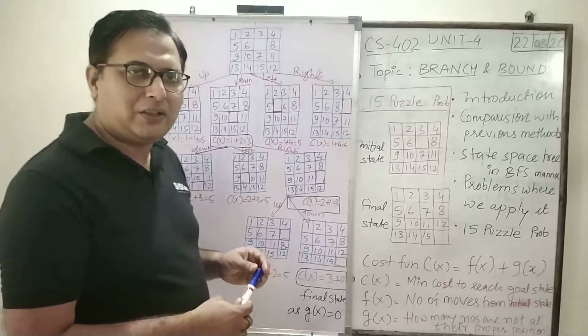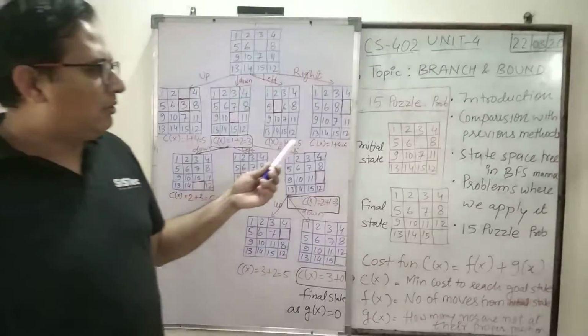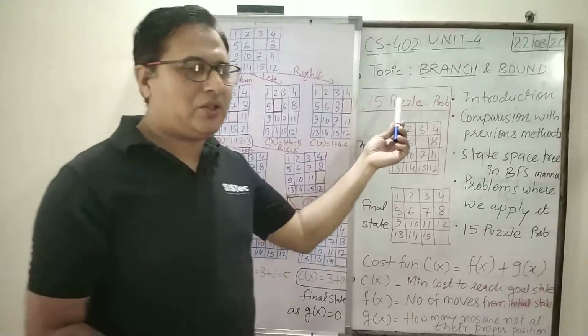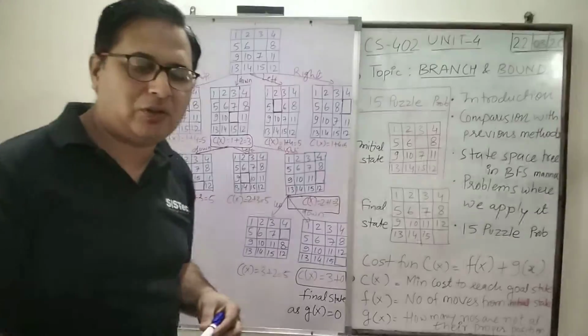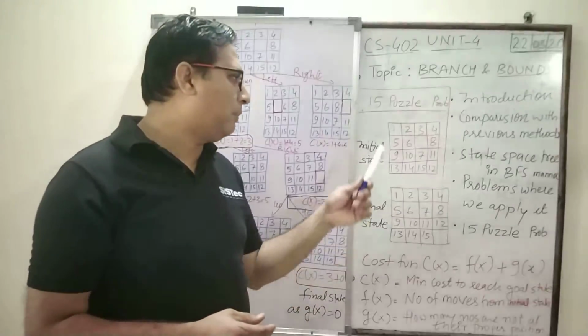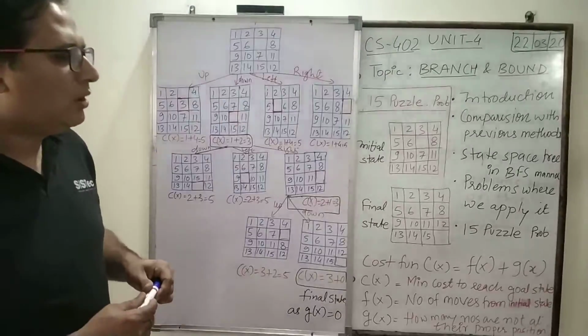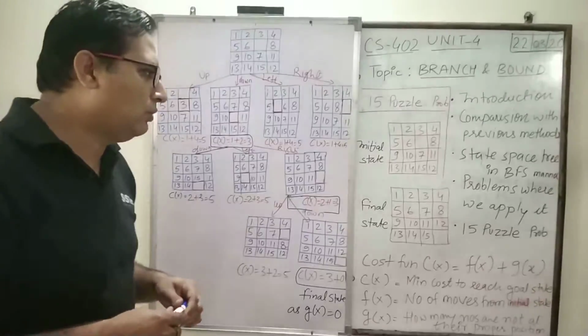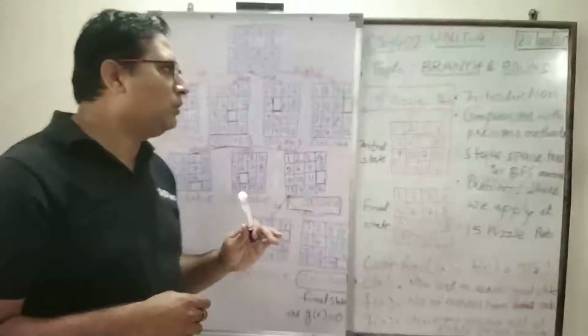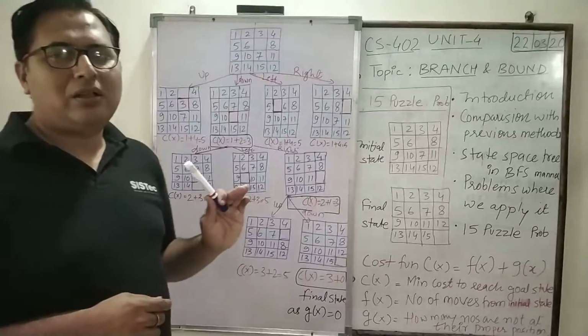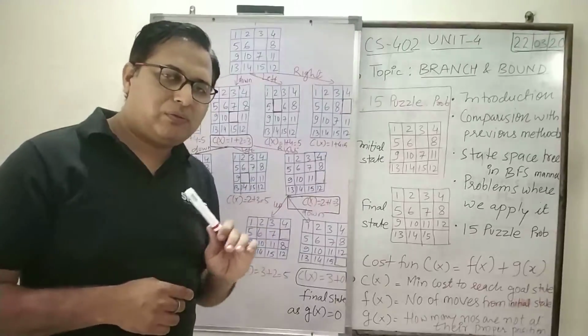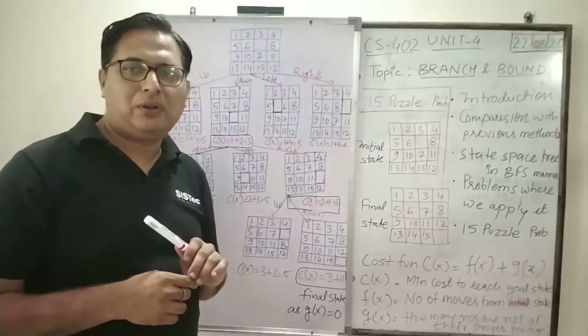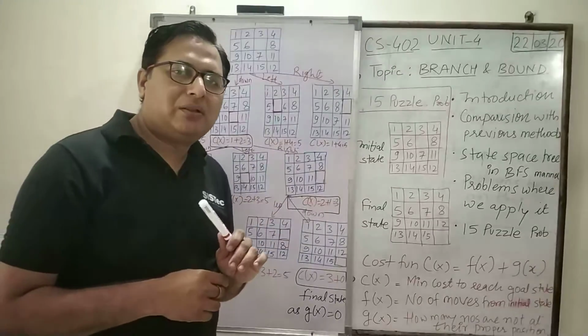So what we have seen is the introduction to branch and bound. We have taken one problem, the 15 puzzle problem, and we have seen how the cost function is applied to solve this particular problem. Here we have used the least cost branch and bound approach for exploration of this solution space tree. Thank you.